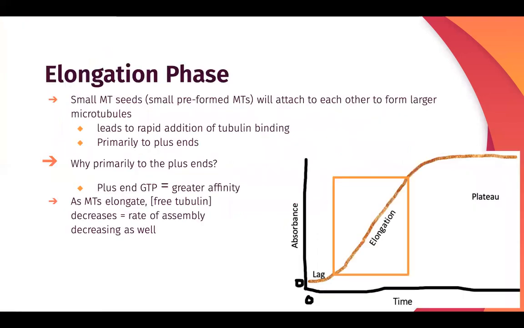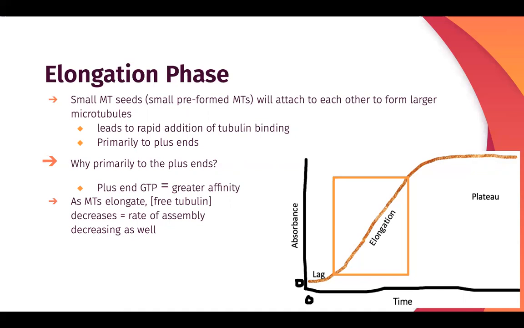Awesome. Then we have our elongation phase. So we start with the small microtubule seeds at the bottom, and we start rapidly adding the tubulin, primarily to the plus end, like we said, because that's the more dynamic side, and that's where the beta tubulin is exposed. Tubulins have greater affinity when they're GTP bound, which is why it adds faster to the plus end, because remember, the plus end is where the GTP is exposed.